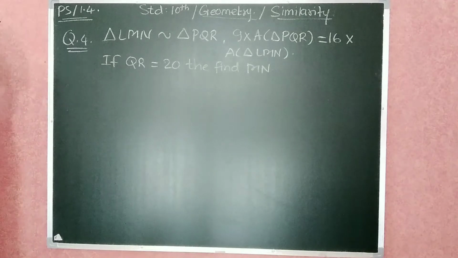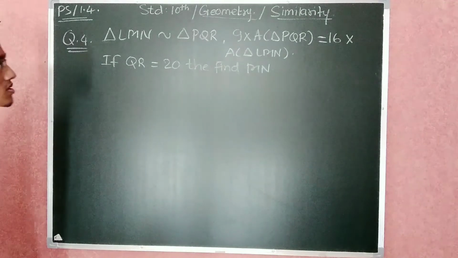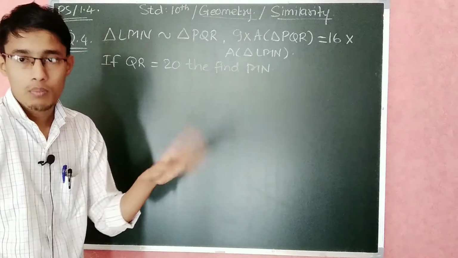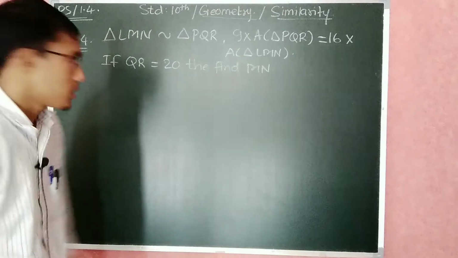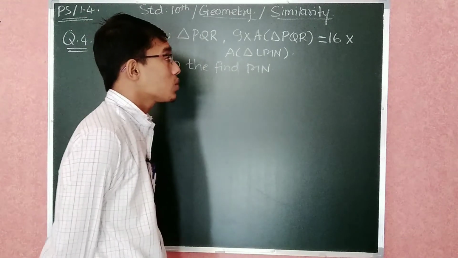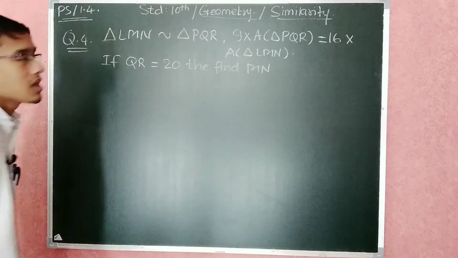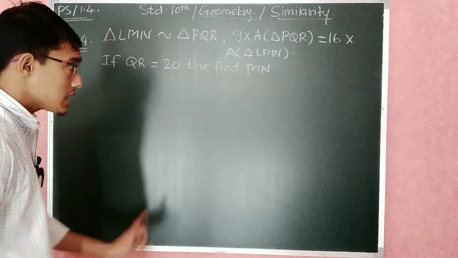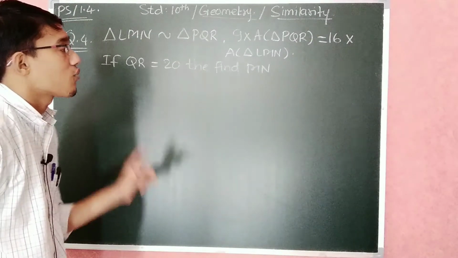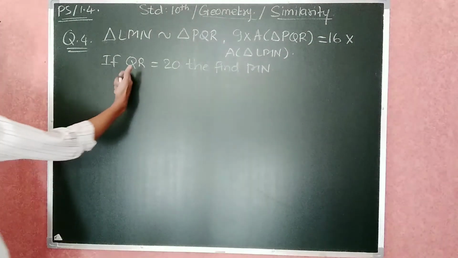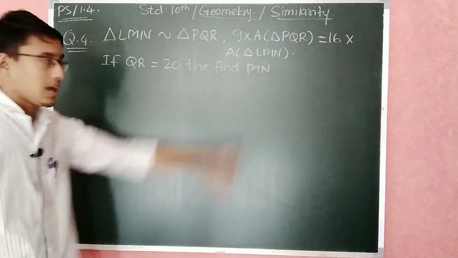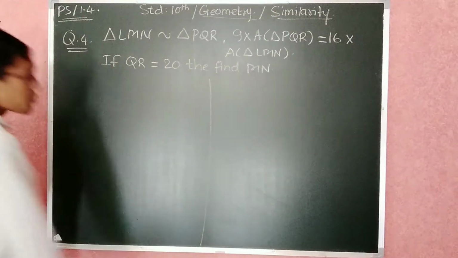What is the question? A triangle LMN is similar to triangle PQR. So there are two triangles LMN and PQR. Both the triangles are similar to each other. Then 9 into area of triangle PQR is equal to 16 into area of triangle LMN. And the value of QR is given as 20. What we have to find? We have to find the value of MN. So how will we solve this question?